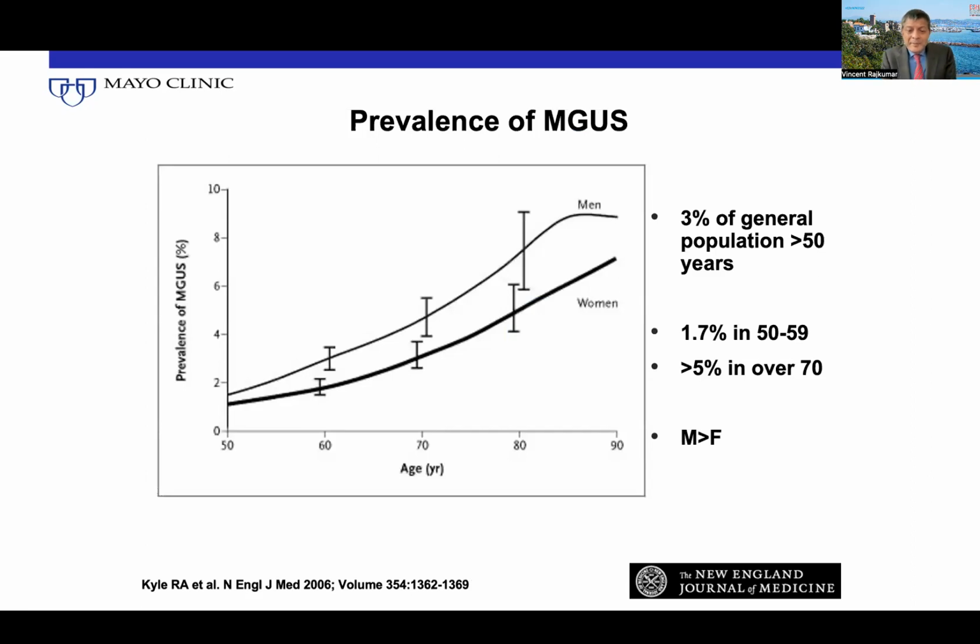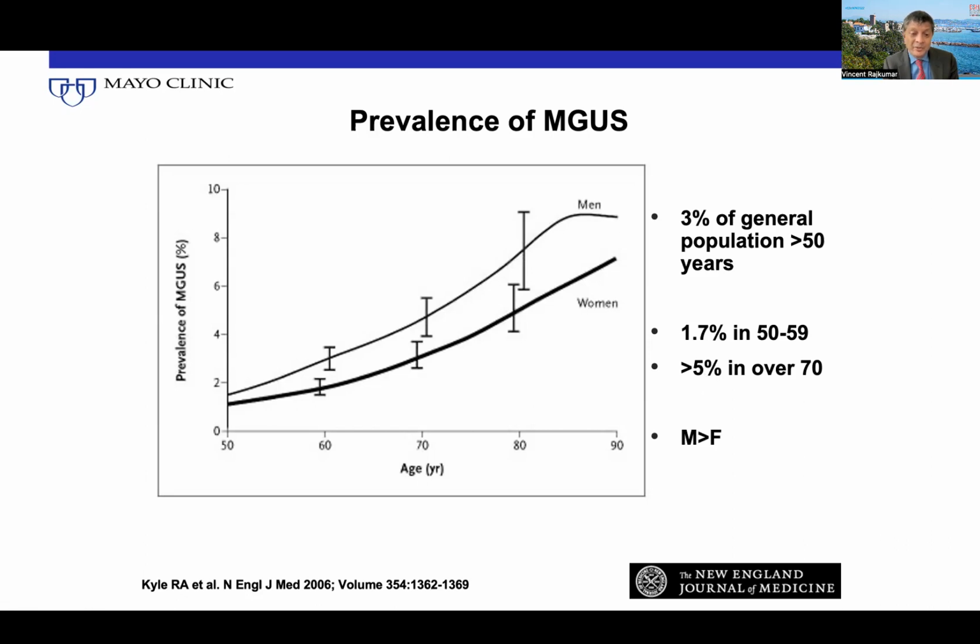So what is the epidemiology of MGUS? The first prevalence estimate was by Dr. Kyle, about 3.2%. This was in this landmark study that was published in the New England Journal of Medicine in 2006. You can see here the prevalence increases with age. It's higher in men than in women. It's 3 to 3.2% of the general population over age 50. When you go over the age of 70, it's more than 5% of the general population.